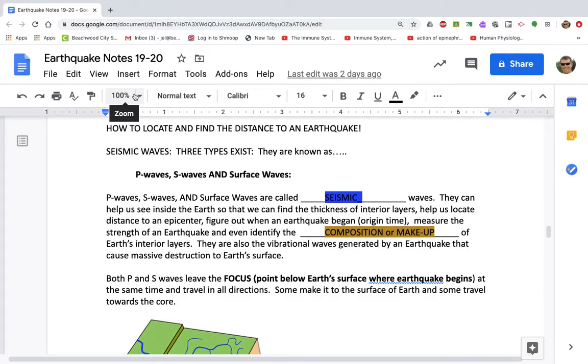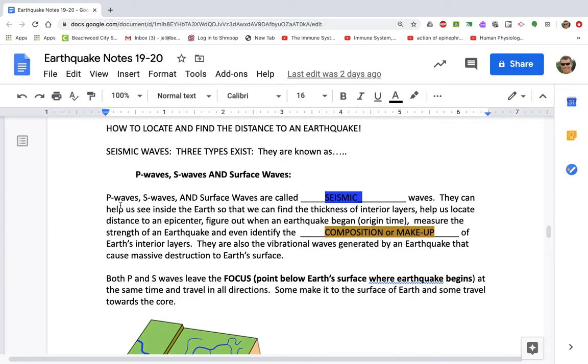So we have to take a trip down memory lane here. It's all going to deal with the seismic waves, and that's why we have to start talking about seismic waves again. Okay, so seismic waves, there's three types that exist. They're called the P waves, primary waves, S waves, which are the secondary waves, and the surface waves.